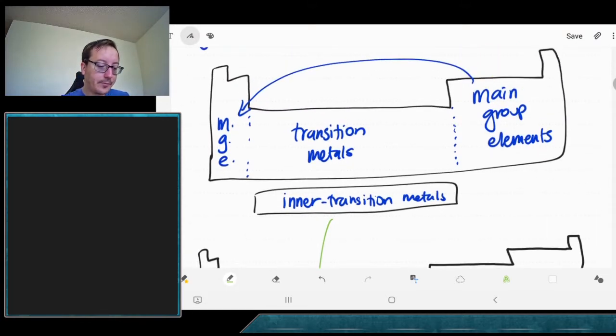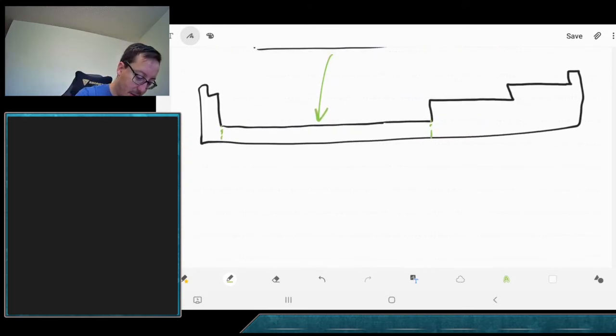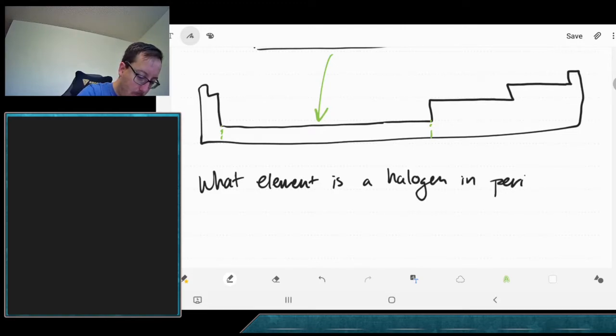All right, so we can describe any element by talking about its atomic number, right? We can also identify where it is on the periodic table. We can say, okay, what is the halogen in period 4? We can do that, for example. Let's do that. What element is a halogen in the 4th period of the periodic table? What element is a halogen in the 4th row?